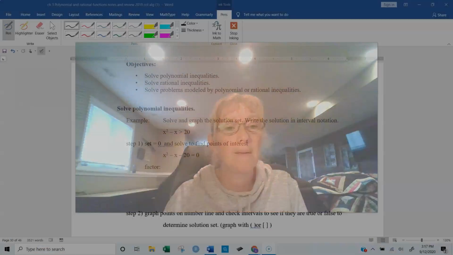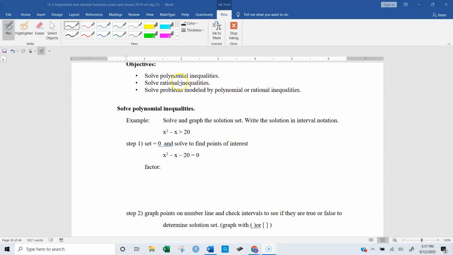Okay, we're going to solve inequalities, rational inequalities, and then we're going to do a few story problems with them. So here we go. Solve and graph the solution set. Okay, in order to do this and write an interval notation, I almost forgot, you have to set this equal to 0, and we pretend it's an equal sign first.